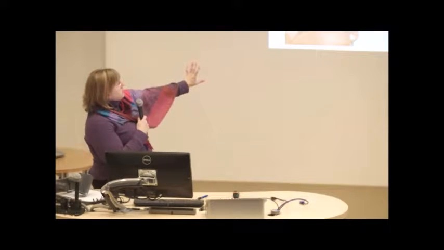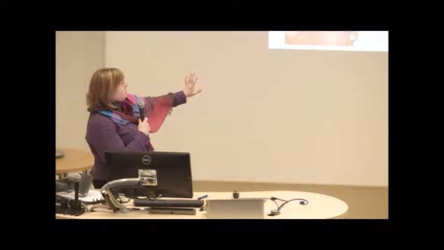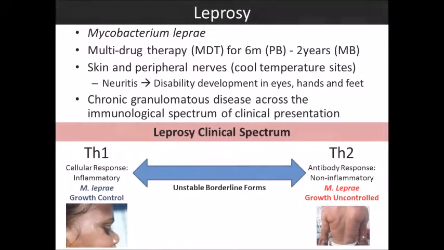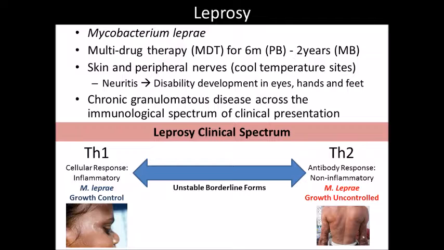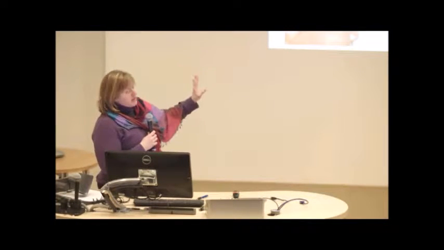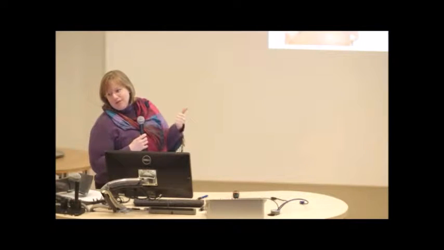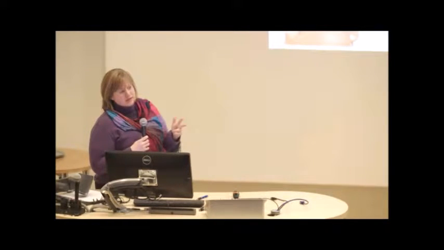In some patients, there's a polar Th1 or cellular response with inflammation. This is capable of providing some growth control for the M. leprae. In other patients, however, there's a polar Th2 antibody response, primarily non-inflammatory. M. leprae growth is mostly uncontrolled. Therefore, those patients will have more diffuse infiltration of the bacteria. Also in leprosy, there can be patients that are anywhere between the poles, and their immunology can change at any point before, during, or even years after treatment.